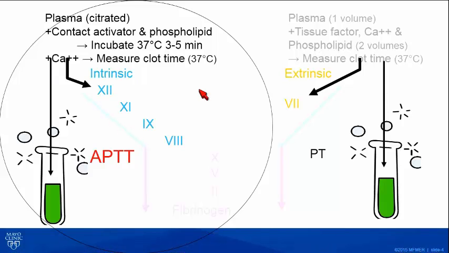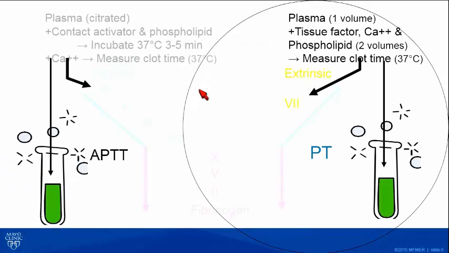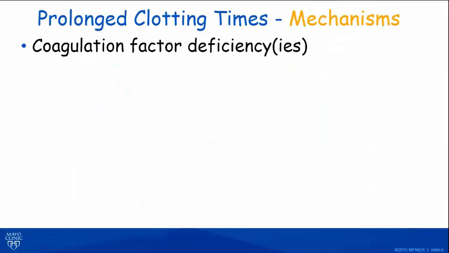these pathways. The ProTime test is a single-step test where the reagent is added in one volume or 2 volumes, along with 1 volume of plasma. And it has tissue factor, which drives the testing through the factor 7 and then common pathway. And again, the clotting time is detected.